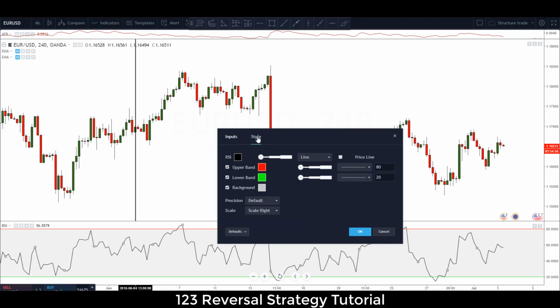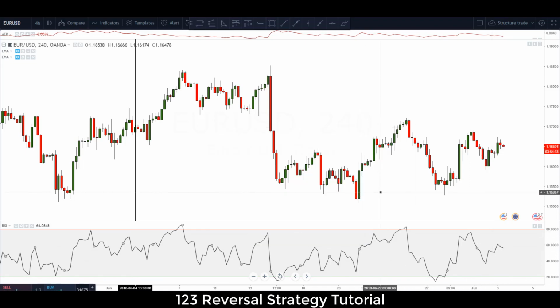Right here in style under TradingView, I don't know what platform you're using. If you're not using TradingView, you'll just need to change the upper line, this upper red line you see, to 80, and the bottom green line that I have on here to 20. They may not be red and green, but your top line or your overbought line needs to be 80, whereas your oversold line needs to be 20 for this specific strategy.